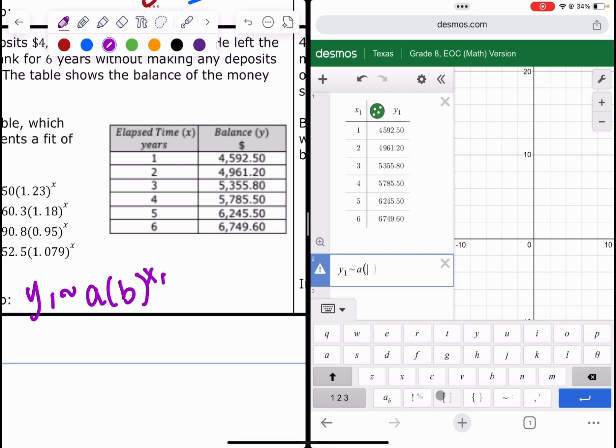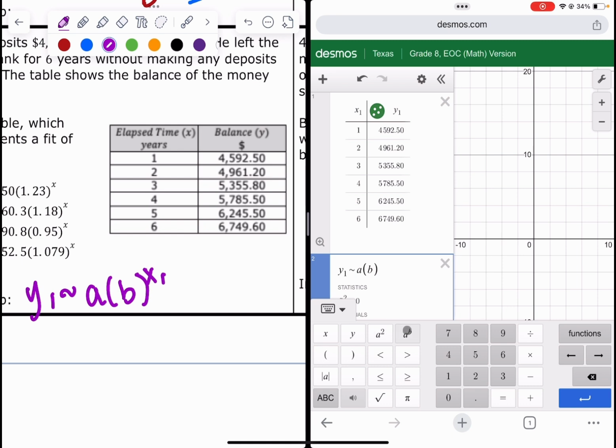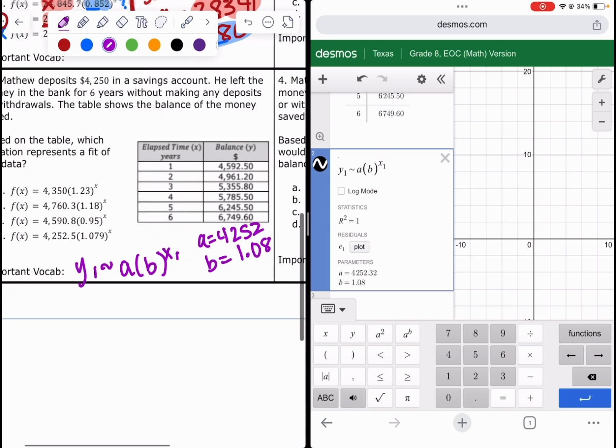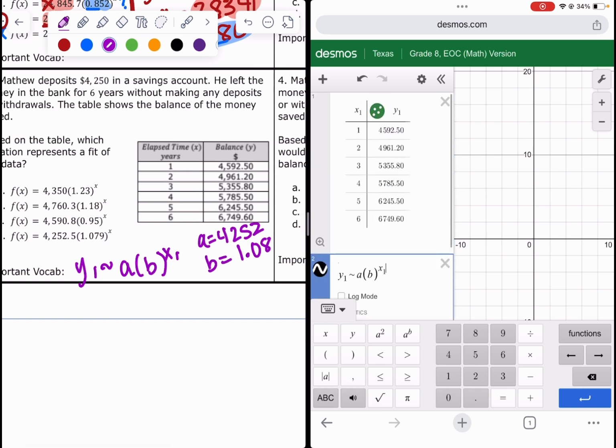b, little x1. And I get my A is 4,252, and my B is 1.08. Did I put the numbers in right? 1, 2, 3, 4, 5, 6, 4, 5, 9, 2, 4, 6, 9, 6, 2. Okay, yeah. Oh, yeah, I see it.